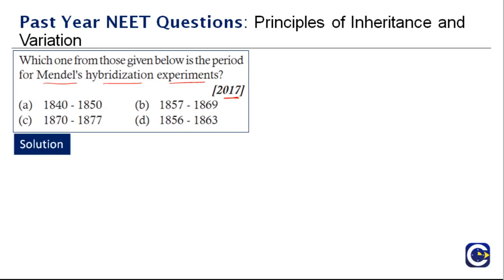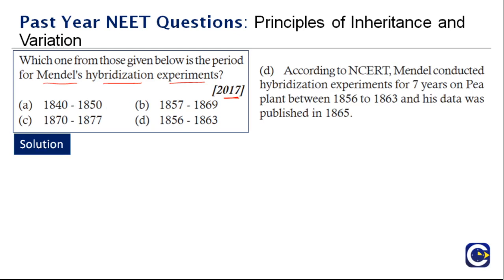And what is the correct answer? It is given in the NCERT that Mendel conducted the experiments for 7 years on pea between 1856 to 1863. Okay, and he published his data in 1865. So now you should also remember when he published his data. It was 1865. So the correct answer here is D, 1856 to 1863.